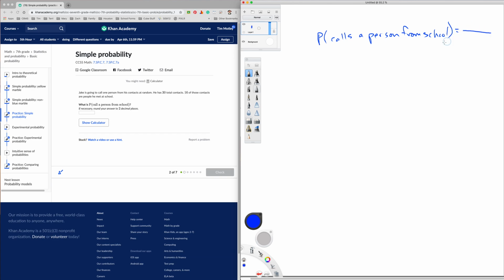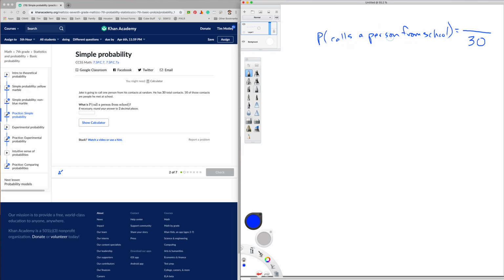And so it's always a fraction. The total always goes there. The total number of contacts is the 30. So there's 30 different people he could call. So that's the denominator.